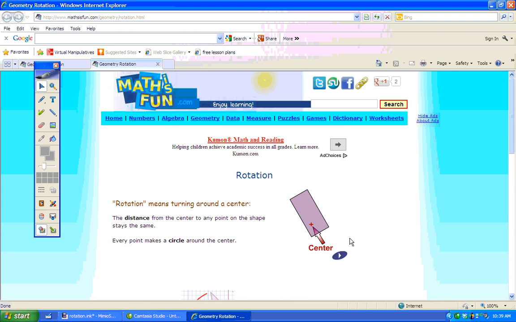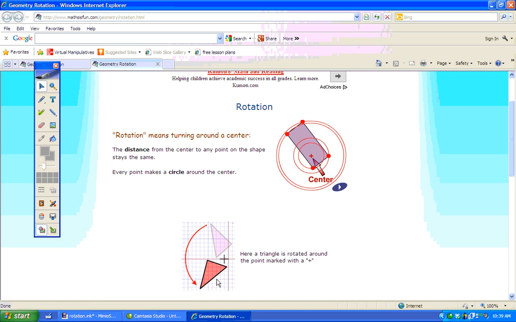Okay, so you can see the illustration there as that rectangle is moving around on that center point. It's going in a circle, and sometimes it's going to go counterclockwise, sometimes it's going to go clockwise. And usually when you see a rotation drawn on a coordinate grid, it's going to have a line for you to show the rotation. It may not always, so don't worry about that.